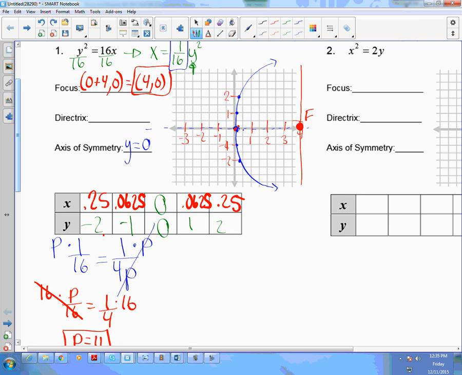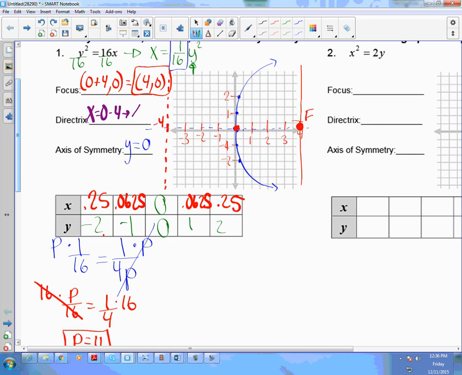The directrix has to be 4 to the left of our vertex. And my vertex is at 0, 0. Going left, what number am I on? -4. It's a vertical line. Vertically, what axis do we cut through? X. So this is x equals -4. We did that by only changing the x value. The x was 0, we subtracted 4, so x equals -4.